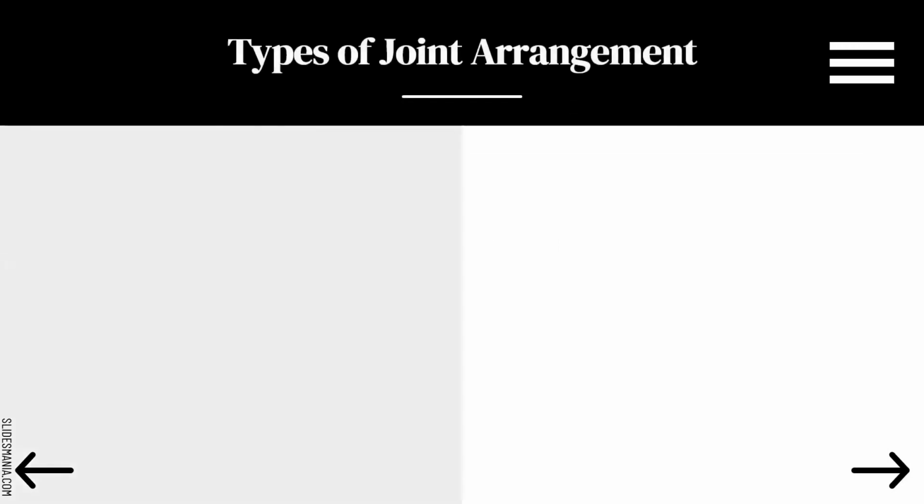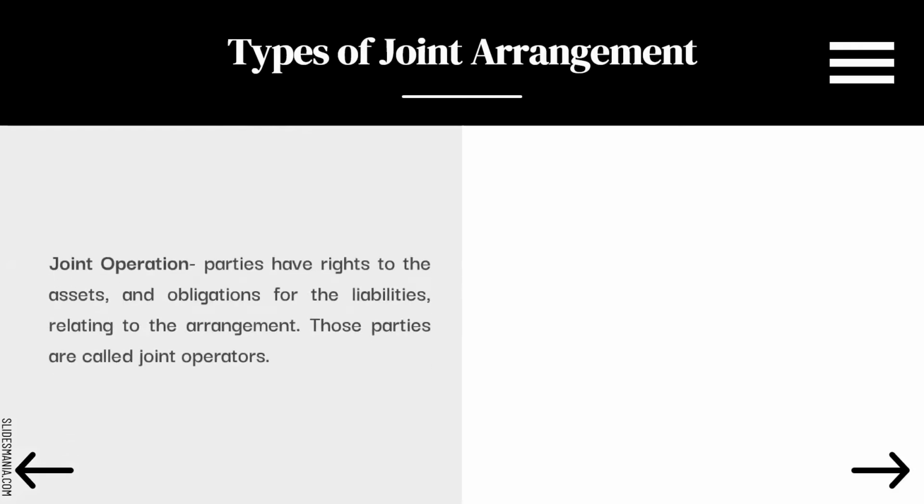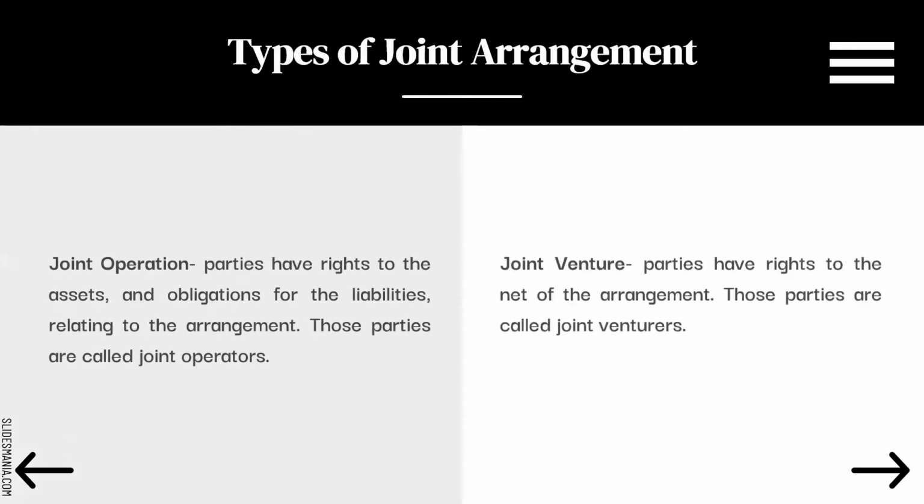Types of joint arrangement. So, if it is within the scope of PFRS 11, tignan mo na kung anong type of arrangement siya. Is it joint operation or JV, joint venture? So, joint operation: parties have rights to the assets and obligations for the liabilities relating to the arrangement. Those parties are called joint operators. Joint venture naman, parties have rights to the net assets of the arrangement. Those parties are called joint venturers.